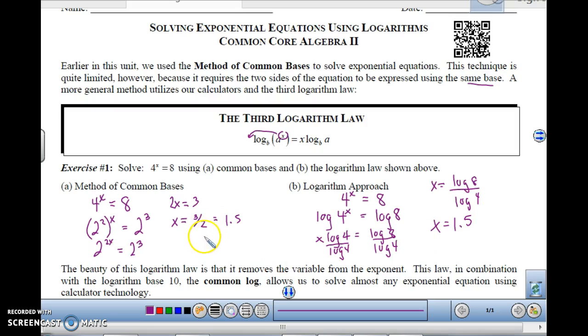Now, you could solve any exponential problem like this. Common bases is easier if you can do it, but you can't always use it. The beauty of this logarithm law is it removes the variable from the exponent. This law, in combination with log base 10, which is the common log, allows us to solve almost any exponential equation using calculator technology. So we don't have to have common bases to find out what the exponent is, but if we have common bases, it makes your life easier. But they don't always work out that way. So let's take a look at some more problems using the logs.